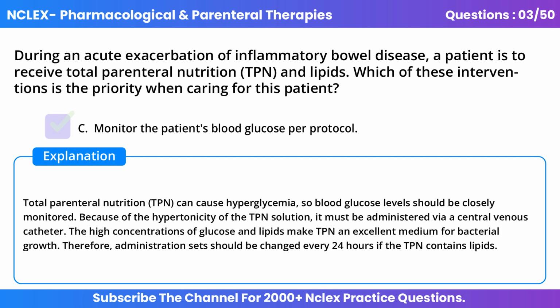Because of the hypertonicity of the TPN solution, it must be administered via a central venous catheter. The high concentrations of glucose and lipids make TPN an excellent medium for bacterial growth. Therefore, administration sets should be changed every 24 hours if the TPN contains lipids.